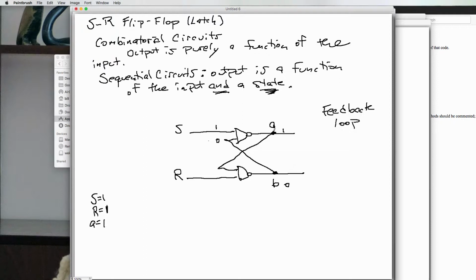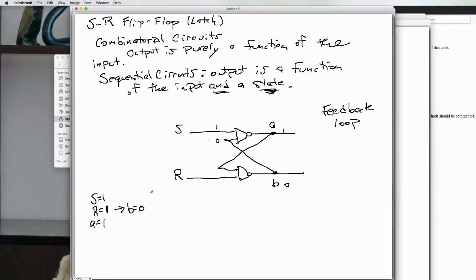Okay? So again, you can now feed this back. If I have a 1 going in here and a 1 going in here, it's 0. Everything is stable. The point is B is going to become 0, and everything else just stays the same.